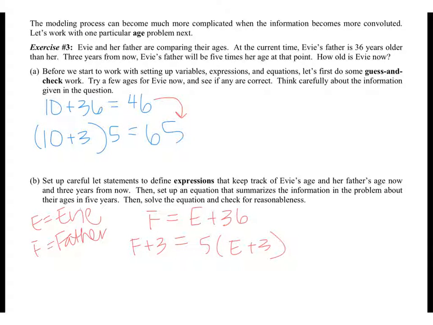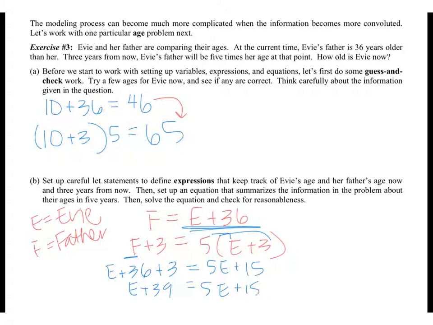So what we're going to do now is plug in. This F is going to be the same as this F. So if this is what F equals by itself, we can plug it in here. So E plus 36 plus 3 is the same thing as 5 times E plus 3, so 5E plus 15. So E plus 39 equals 5E plus 15.